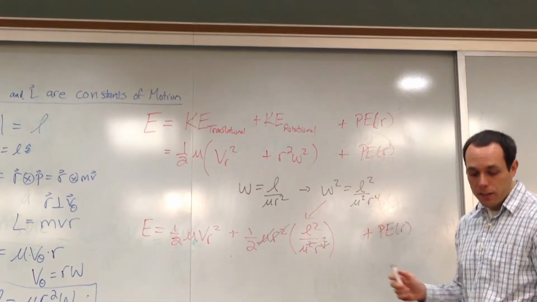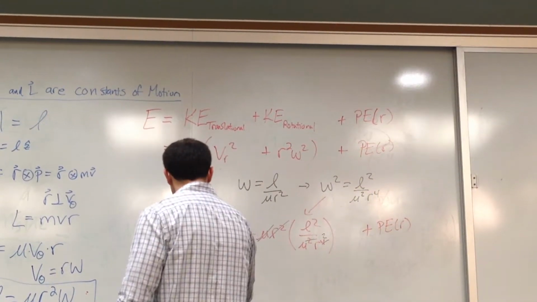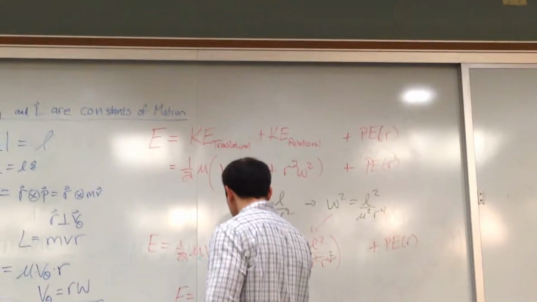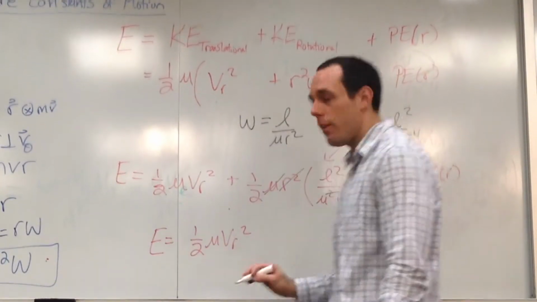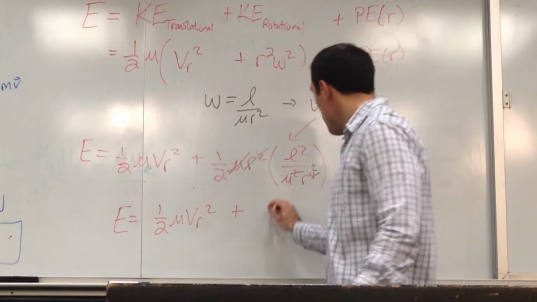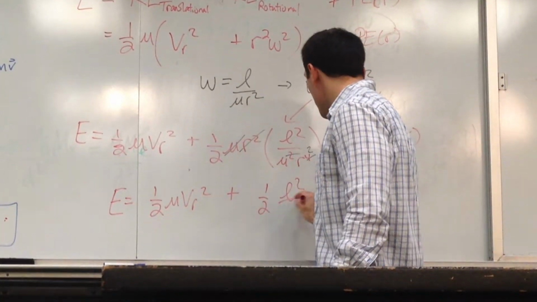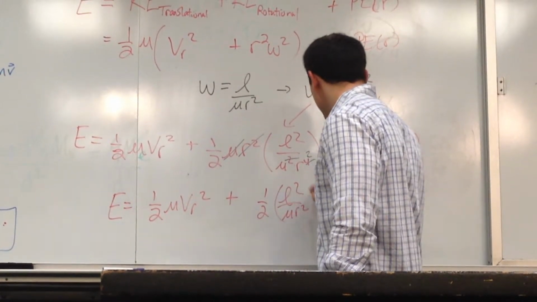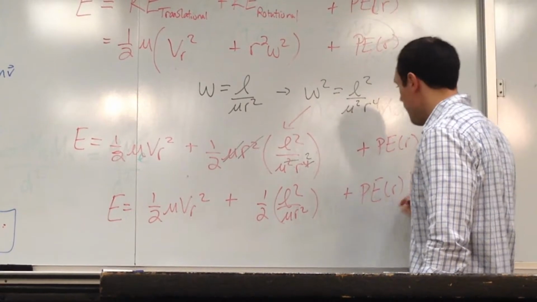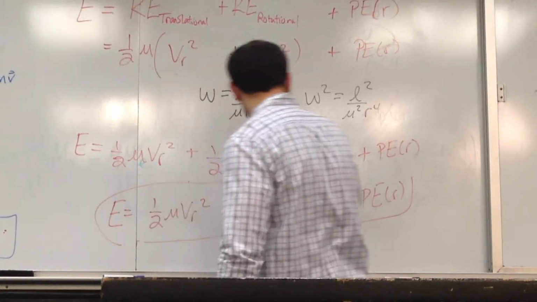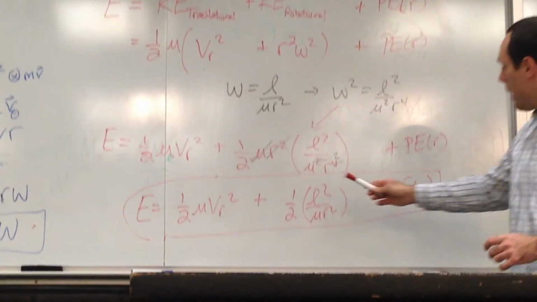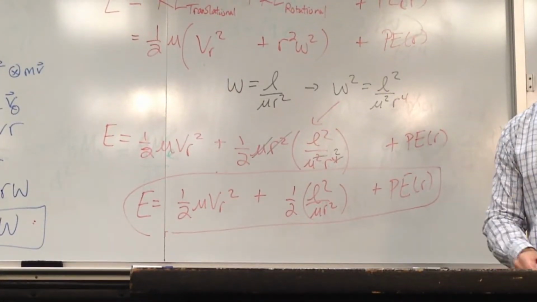And now rewriting this in this term, I have the energy E is 1/2 mu Vr squared, so that's a translational, plus 1/2 L squared over mu r squared, that's the rotational, plus the potential energy. And here we have it in terms of a constant of motion, L.